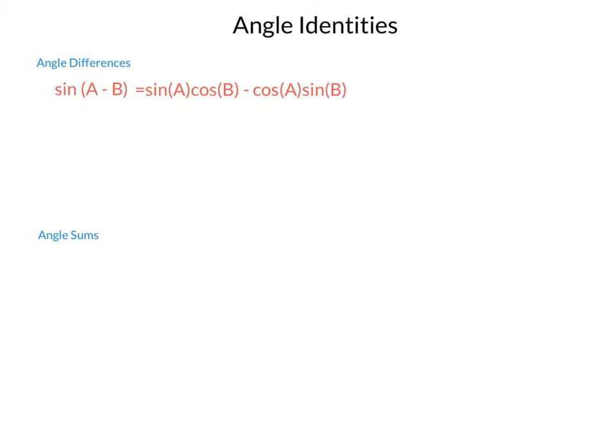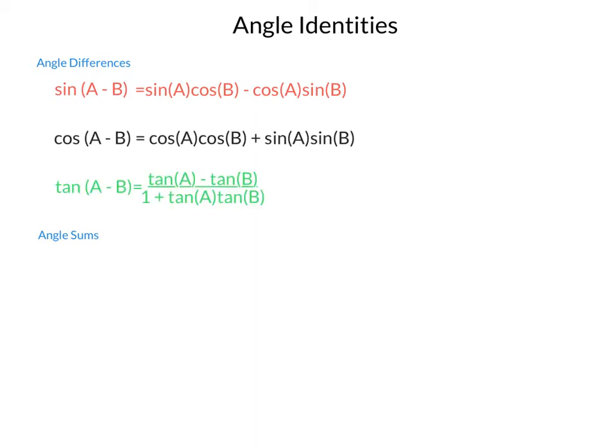So if I'm trying to find a specific value that isn't one of the items on our unit circle, if I can subtract them in some way in order to create that from items known on my unit circle, then I can apply this identity. We also have similar ones for our cosine and tangent, and they look as such, where the cosine of a minus b is cosine of a times cosine of b plus sine of a times sine of b, and the tangent of a minus b is tangent of a minus tangent of b divided by 1 plus tangent of a times tangent of b.